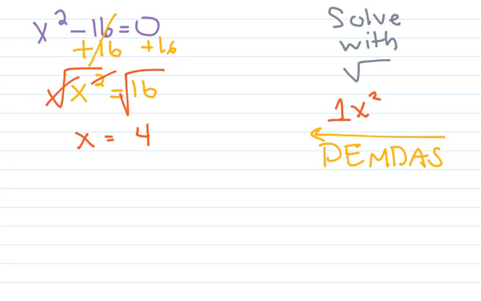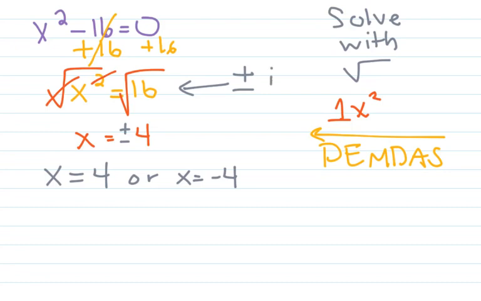Whenever you take the square root, you don't know if it was positive times positive that made that 16, or maybe negative times negative turned to positive 16. So there's actually two possibilities here, a positive 4 or a negative 4. So x could equal 4 or x could equal negative 4. There are two answers to this problem. We should write both.